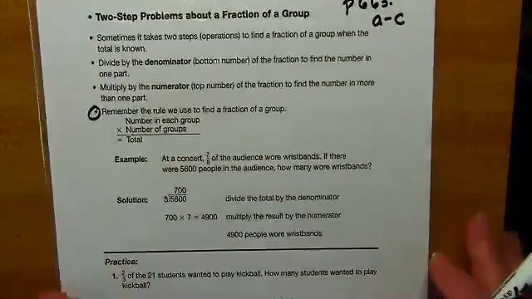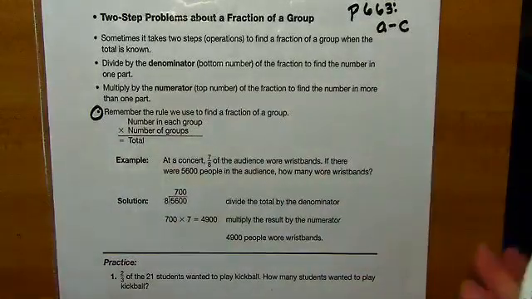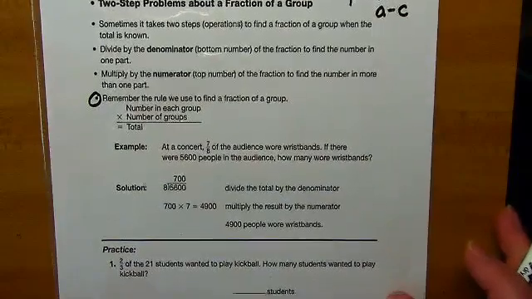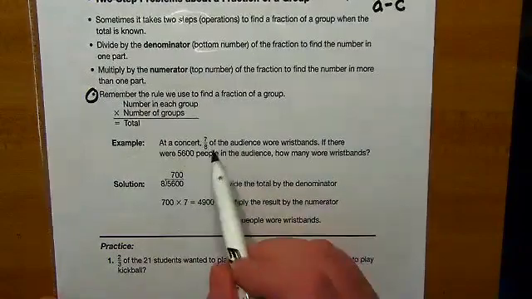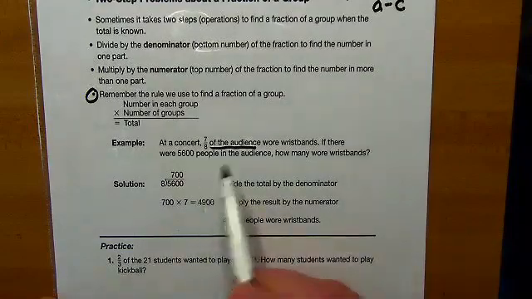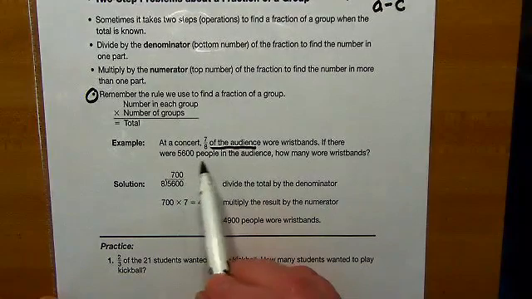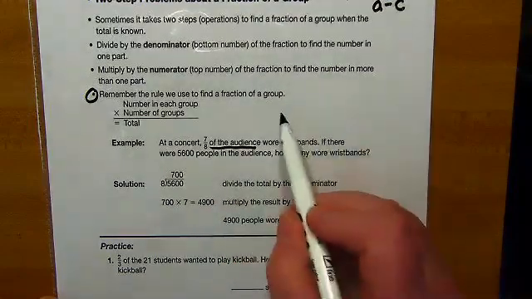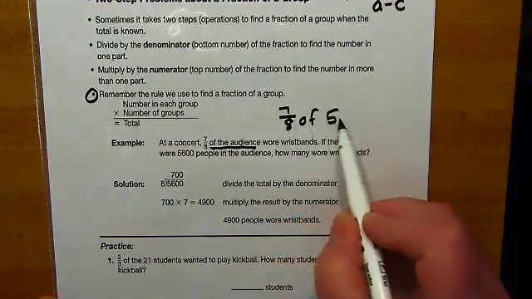So here's an example. I know when I read all this stuff, it kind of sounds like seagulls flying at the beach, and it doesn't make sense until we start looking at the examples. So don't get nervous quite yet. At a concert, 7/8 of the audience, remember when we did those problems before, 7/8 of the audience wore wristbands. If there were 5,600 people in the audience, how many wore wristbands?